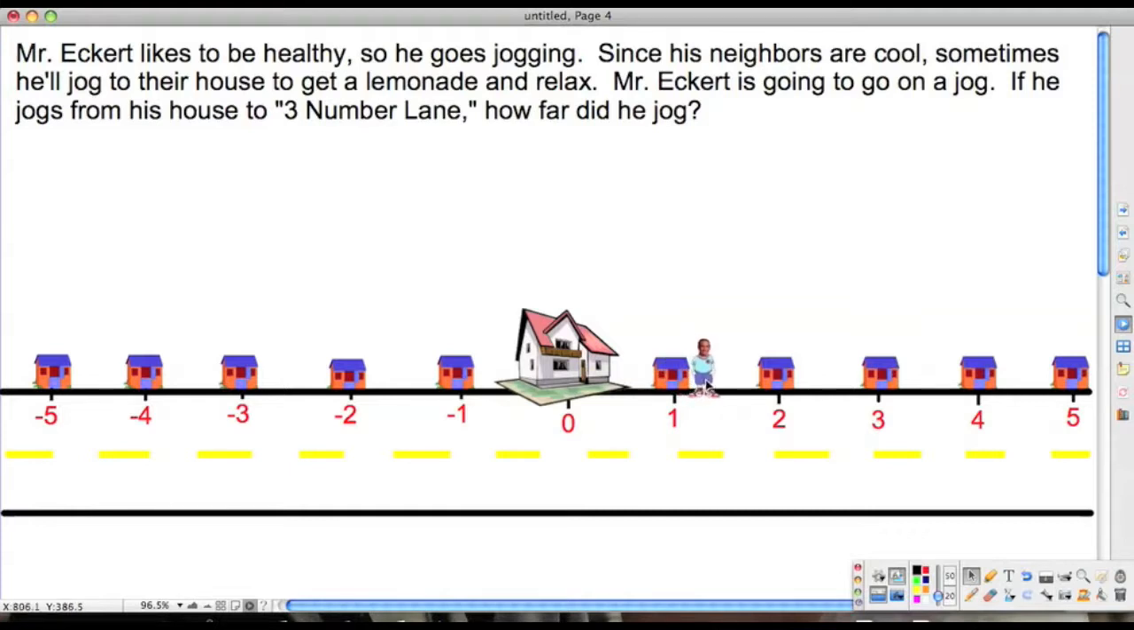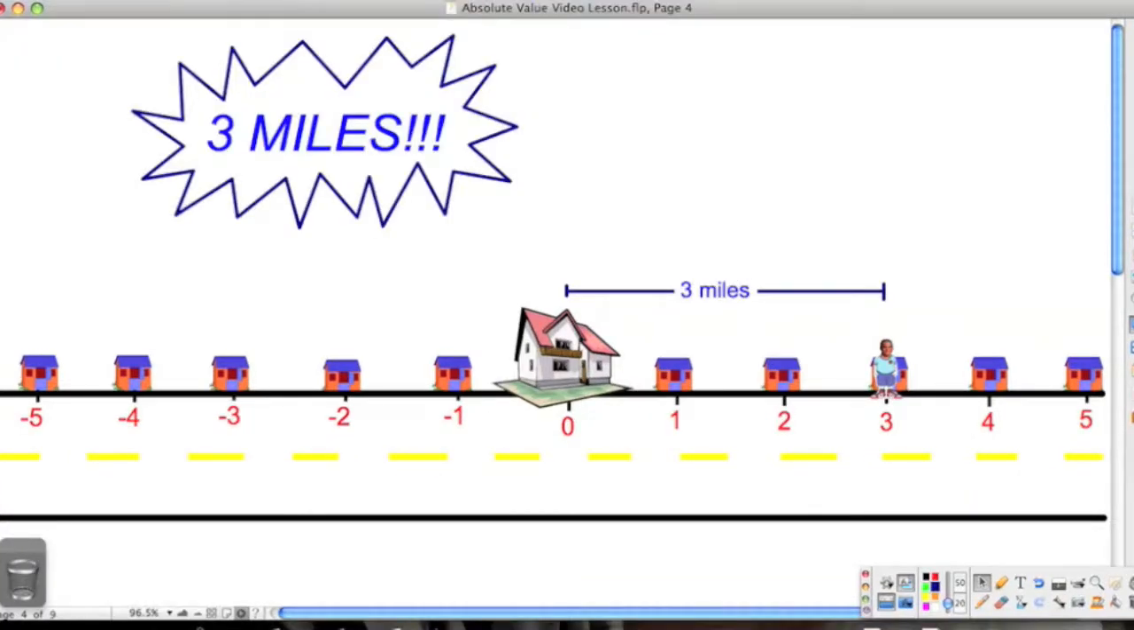So I passed 1 Number Lane. Still going on my jog here. And here I go, I'm finishing up. And stop. My jog finishes at 3 Number Lane, and my question to you is, how far did I just jog? If you said 3 miles, you are absolutely right. From Eckert's house to 3 Number Lane is exactly 3 miles.